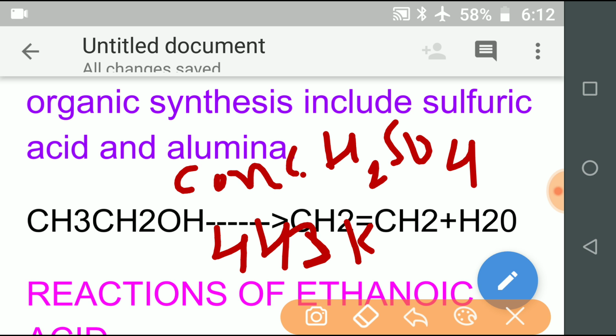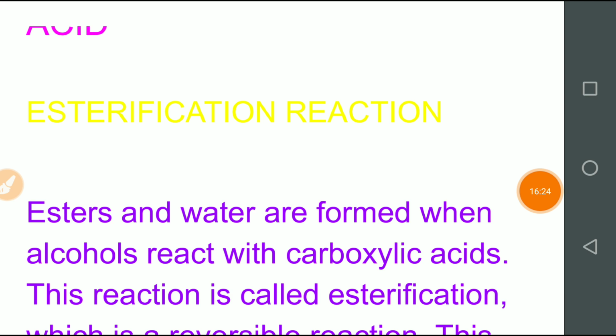Now, next one. The next reaction is the esterification reaction. Dear friend, what are esters and what is the esterification reaction? Now let us discuss the formation of esters. Esters are most commonly formed by the reaction of an acid and an alcohol. That is, the reaction of alcohol and acid together gives esters.